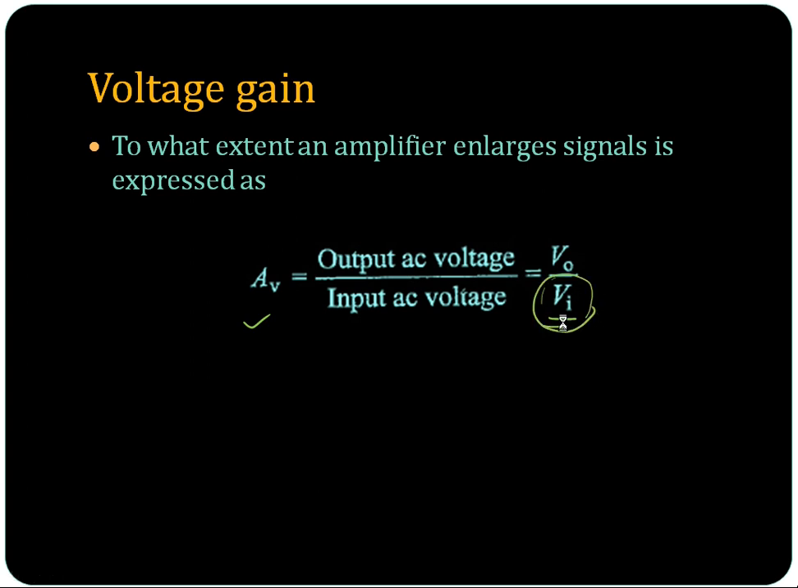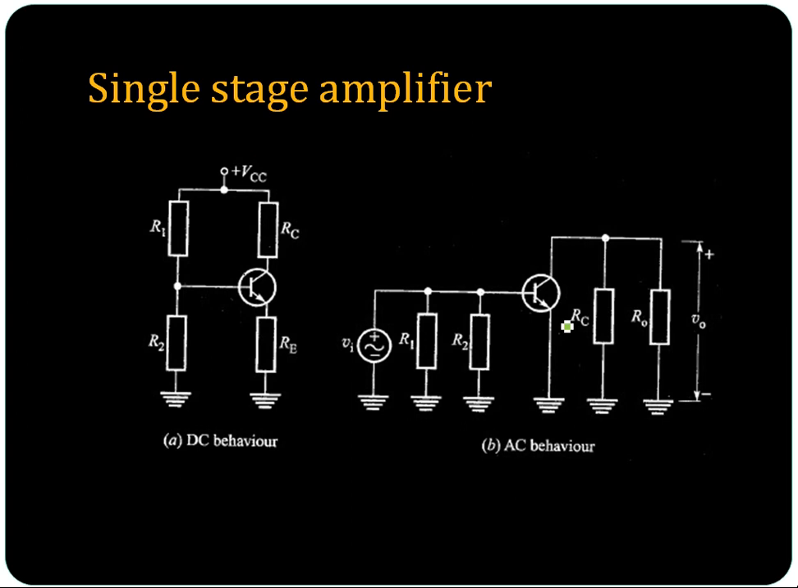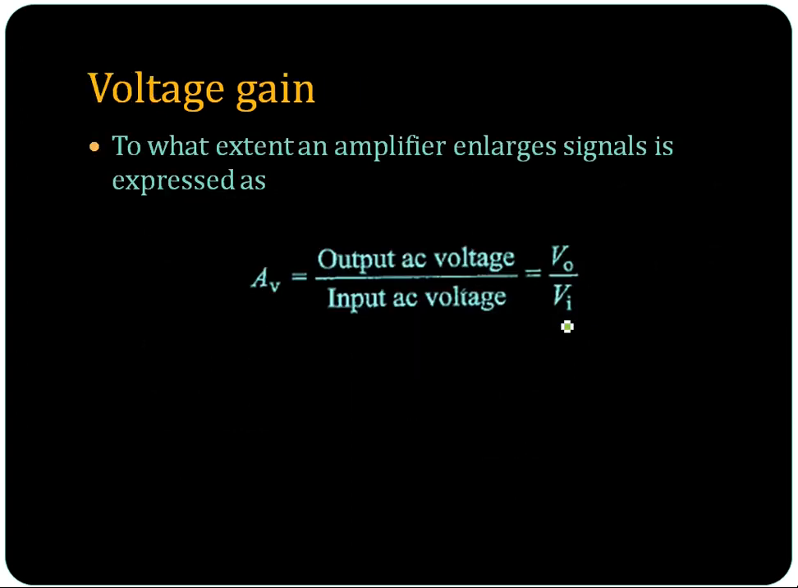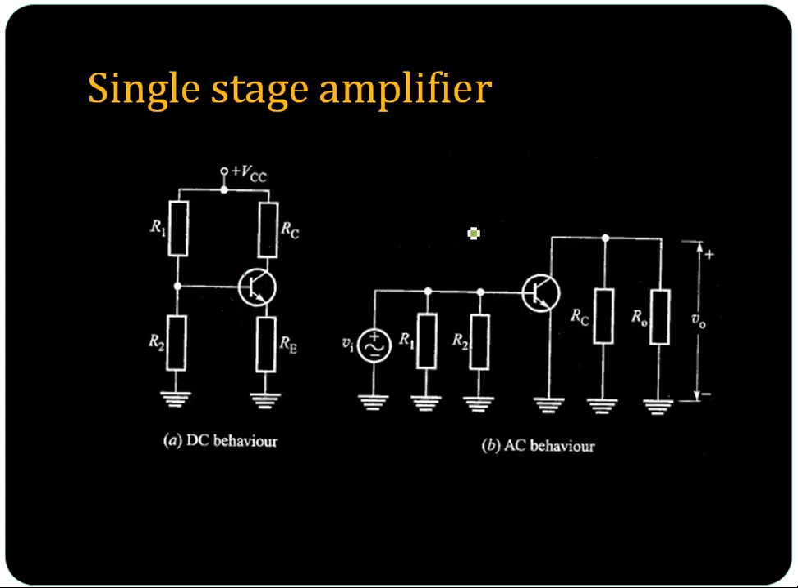Alright. Now, what are the other quantities which you may have to discuss about the amplifier? You will have to find out the current gain, input impedance, output impedance, etc. For these purposes, you can analyze the performance of the amplifier by different methods. This is the single stage amplifier which we are talking about. So, you can analyze its behavior, the DC behavior as well as AC behavior.